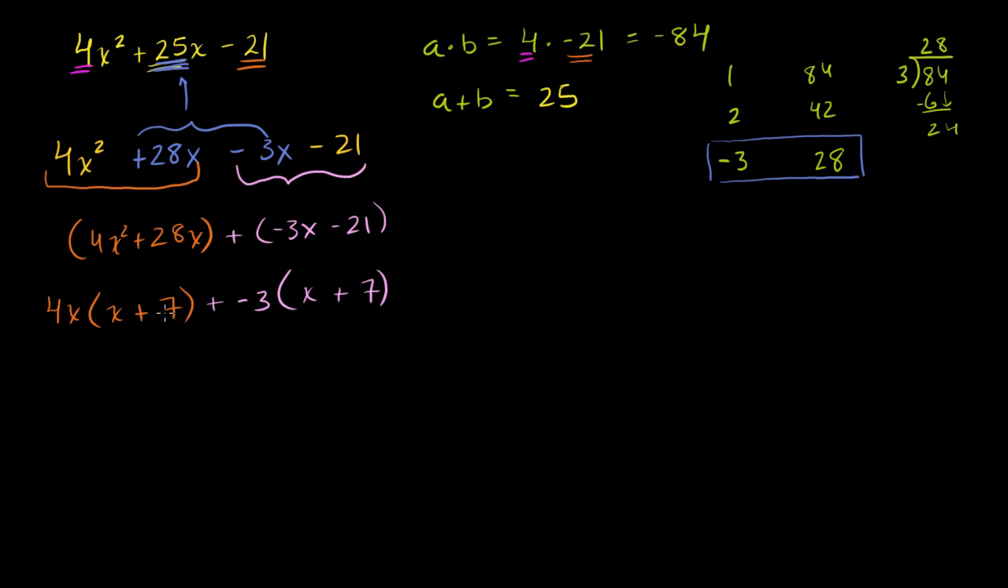And now something might pop out at you. We have x plus 7 times 4x plus x plus 7 times negative 3. So we can factor out an x plus 7. This might not be completely obvious. You're probably not used to factoring out an entire binomial, but you could view this like, if you have 4xa minus 3a, you would be able to factor out an a.